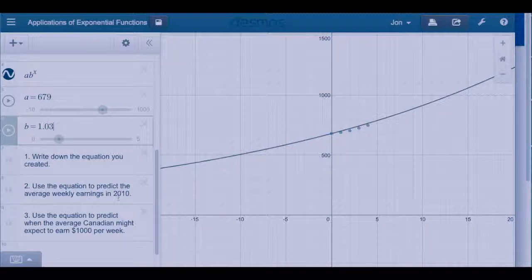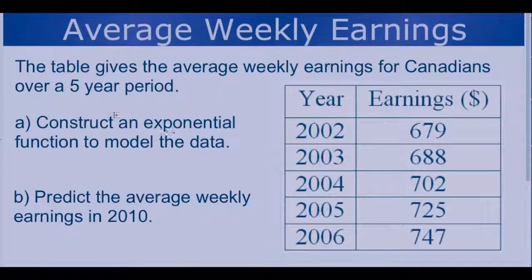So that's our curve, so I'm going to write that down for my answer to step 1. And then we'll use it to predict the earnings in 2010. I've got a sheet here to do that. So let's say earnings as a function of time, and we'll use t in our equation. This is 679 times 1.03 to the power of t. So there's our equation that we came up with on the Desmos graph.